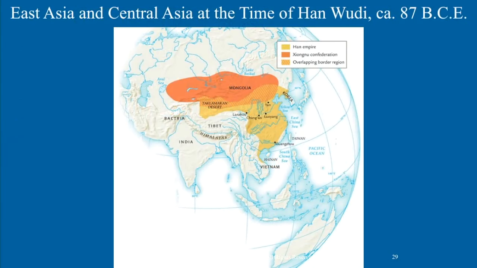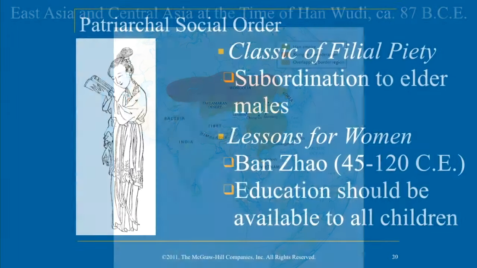Here is East Asia and Central Asia at the time of Han Wudi, around 87 BCE. In the yellow, you can see the Han Empire. In the orange, you can see the Xiongnu Confederation. And there's some overlapping border region. If you remember back to our earlier map, that little overlapping region is where the wall will be built eventually for the Great Wall to keep out those northern nomadic peoples, such as the Mongols.